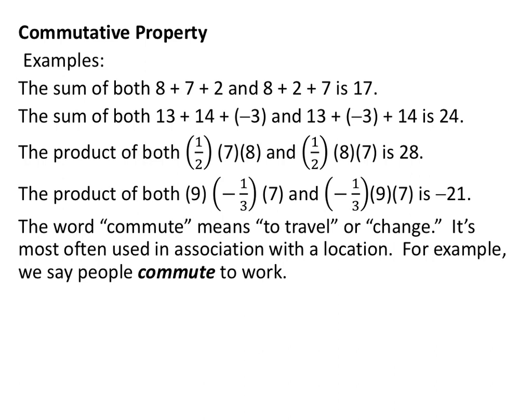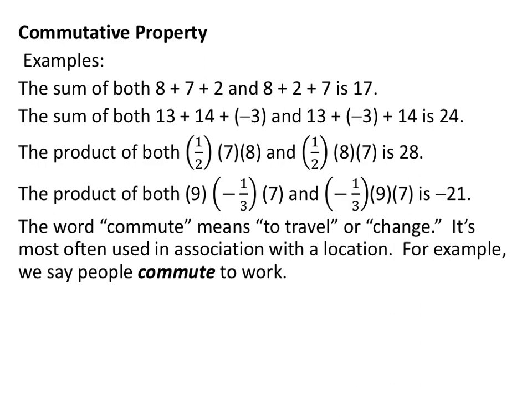Here's the first one. This is the commutative property, which you guys should have seen before. The sum of both 8 plus 7 plus 2 and 8 plus 2 plus 7 is 17. That's true. The sum of both 13 plus 14 plus negative 3 and 13 plus negative 3 plus 14 is 24. Notice for both of these, the order is changing. We still have the same number of numbers. They're the same numbers, but we're changing the order.